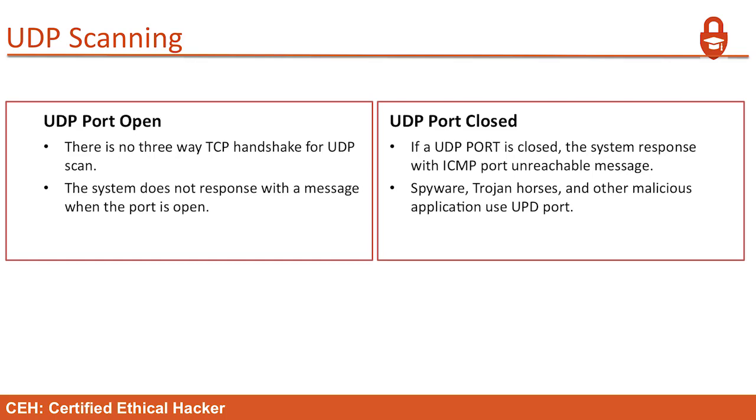UDP port closed. If a UDP packet is sent to a closed port, the system responds with an ICMP port unreachable message. So spyware, Trojan horses, and other malicious applications use UDP ports for communication. So that's pretty much it for the UDP scanning. If the port is open, you don't get anything. If it's closed, you get an ICMP message back.